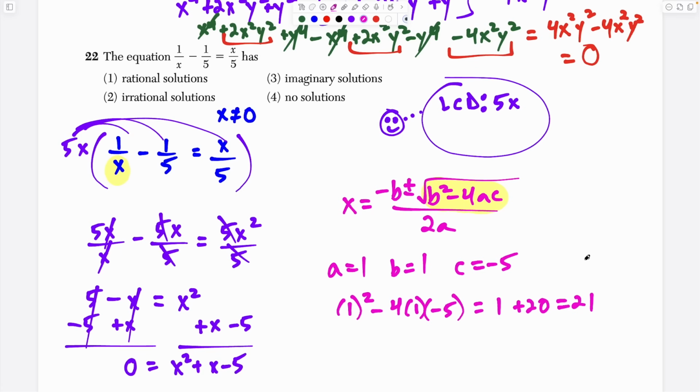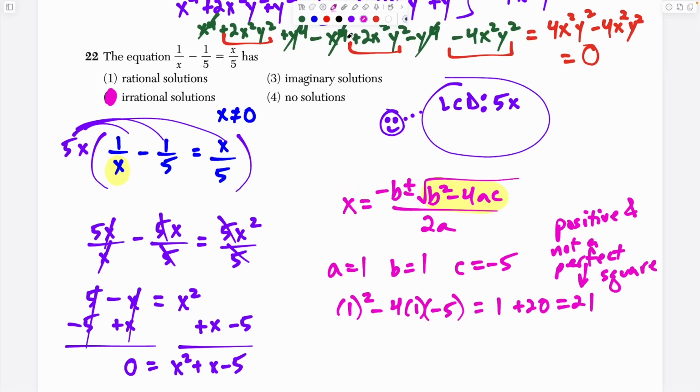So the fact that we got 21, I want to point out that this is positive and not a perfect square. Not a perfect square. And what that tells us is that our roots here are irrational. We're going to have an irrational solution to this quadratic equation.